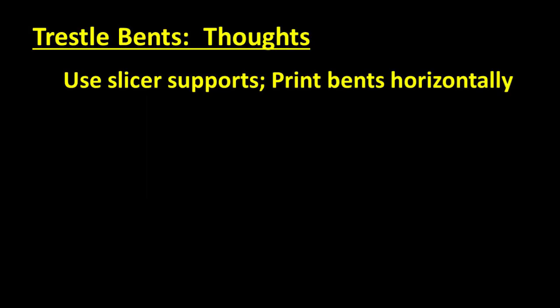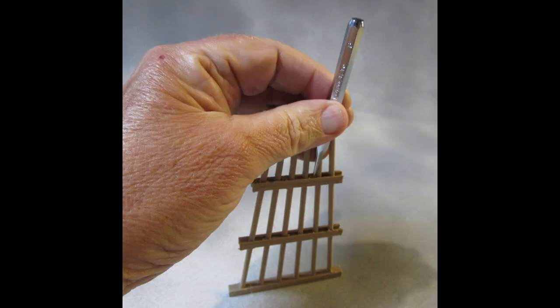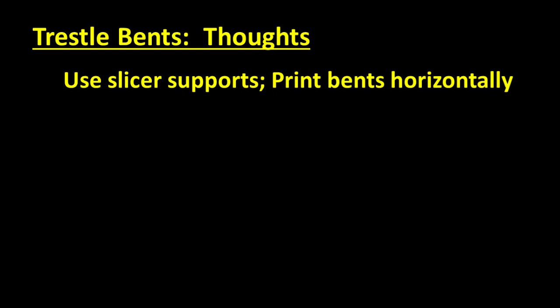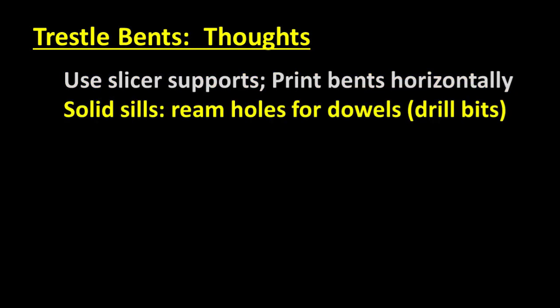When choosing the option with horizontal planks and when slicing the bents, I suggest using slicer-generated supports. The areas between the pillars can be removed easily with a punch by knocking them out from the top. I print my bents horizontally to reduce stringies. When printing only the solid sills, getting the dimensions for the holes in the sills is problematic because the diameter of any set of dowel rods is inconsistent.